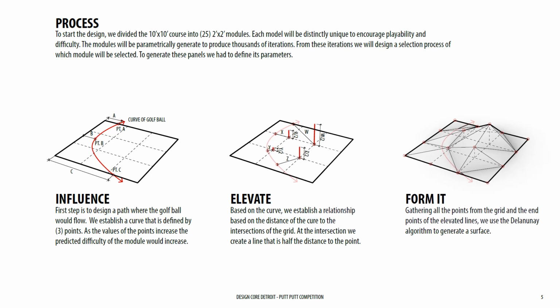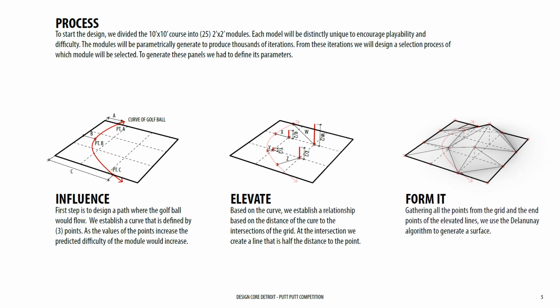The first thing was the curve of the ball, the motion of the ball going through. We defined that by just 3 points, a simple 3-point curve. And we overlaid that 3-point curve on a 3 by 3 grid.